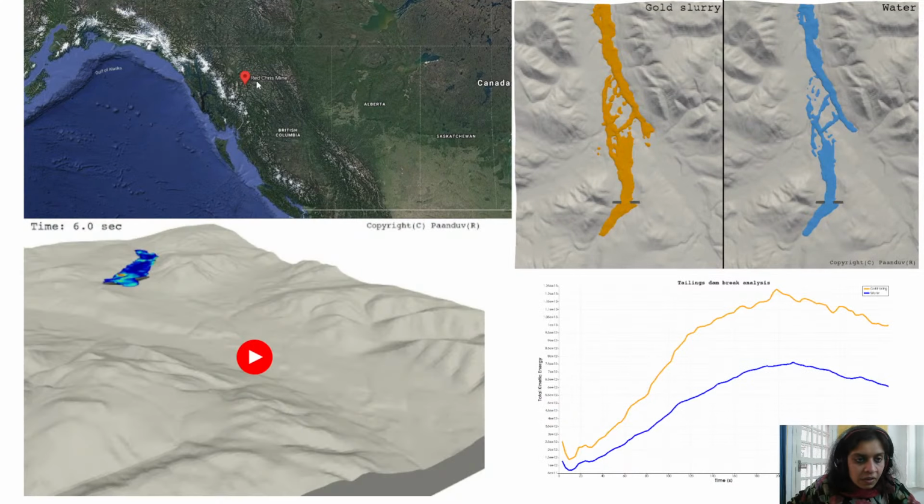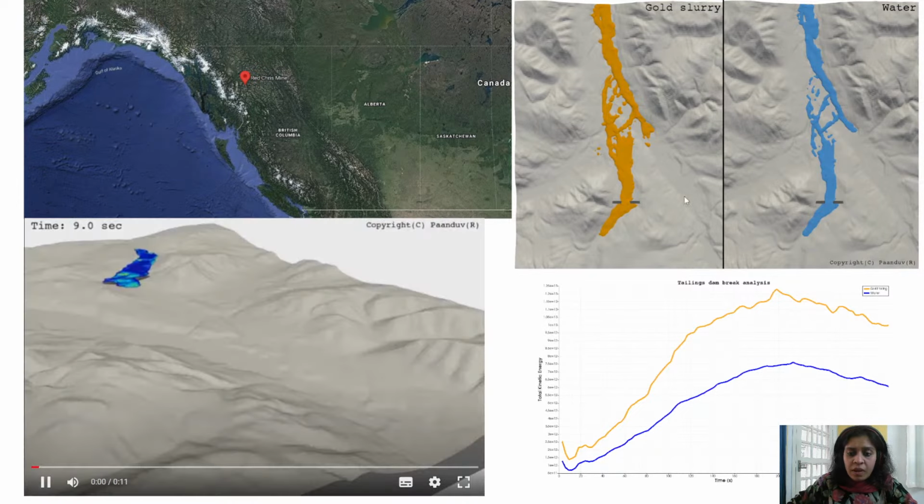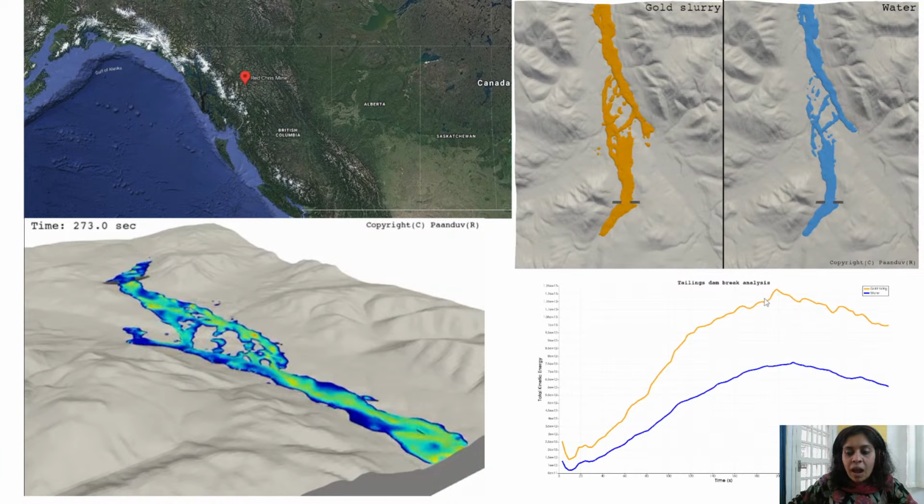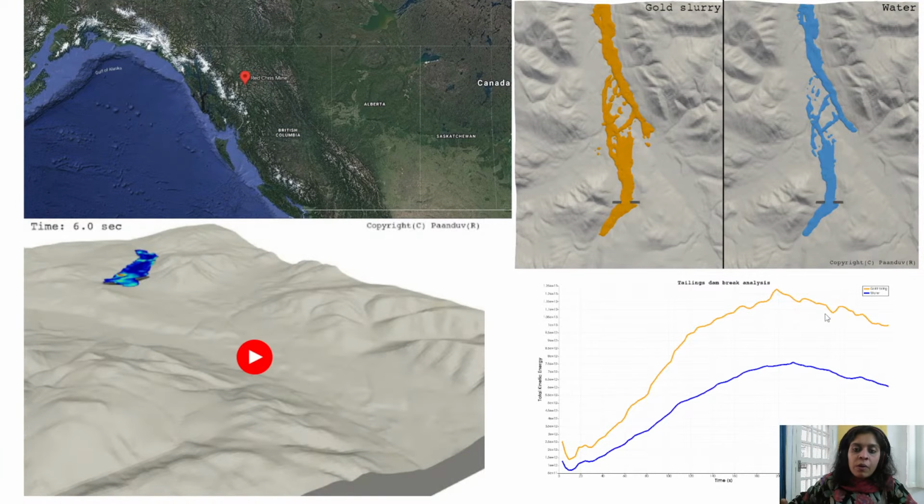So this is the Red Chris mine, and it actually produces a lot of gold slurry, gold waste, and we compared gold slurry flow with water. Gold slurry flow is taken as non-Newtonian flow and water as Newtonian flow, and the difference in kinetic energy will give you an indication that the catastrophe caused by the non-Newtonian gold slurry will be higher than the water. So accordingly, the habitat can be planned in that way.